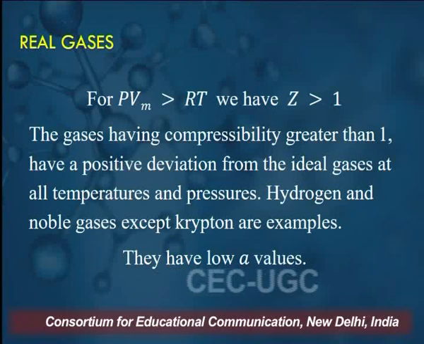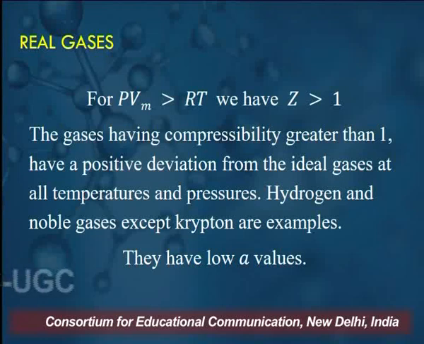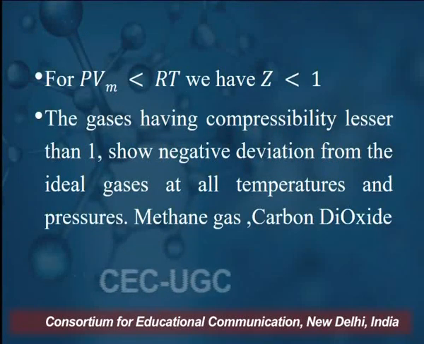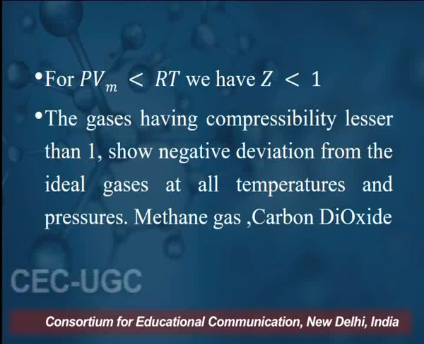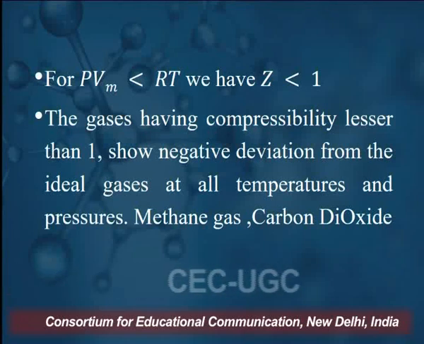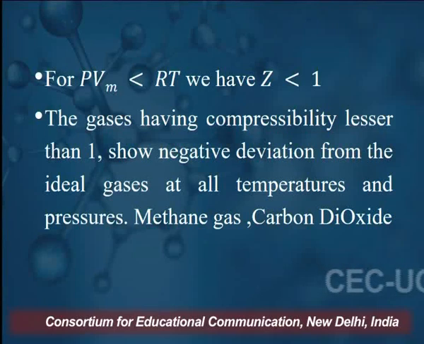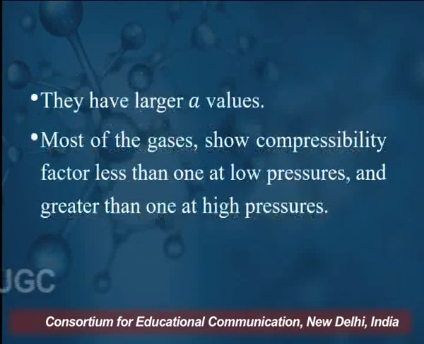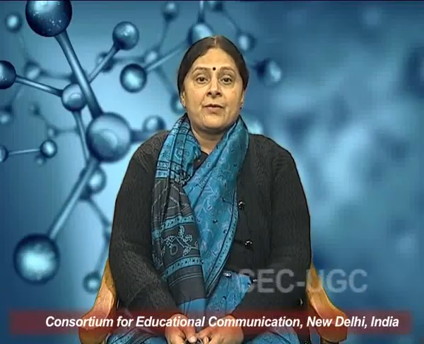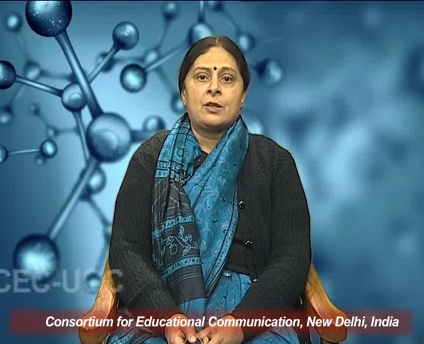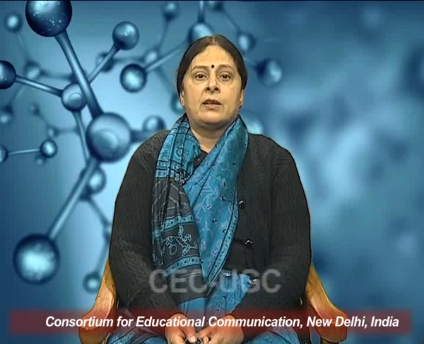Hydrogen and noble gases except krypton are examples. They have a low A value. For PVm less than RT, we have Z less than 1. The gases having compressibility lesser than 1 show negative deviation from the ideal gases at all temperatures and pressures. Examples being methane gas and carbon dioxide gas. Such gases have large A values. Most of the gases show compressibility factor less than 1 at low pressures and greater than 1 at high pressures.